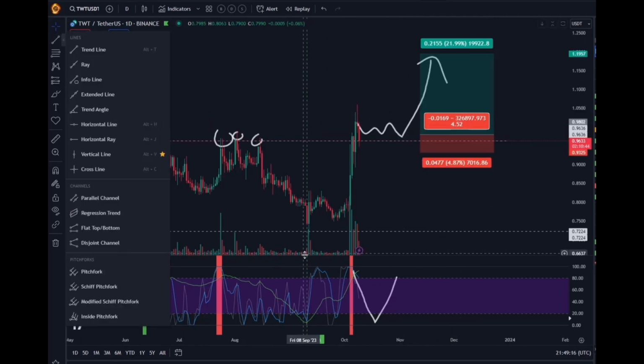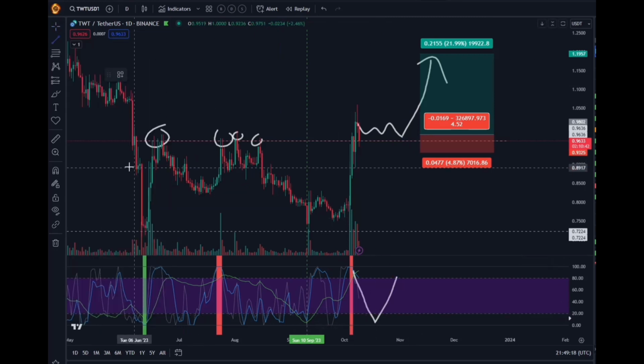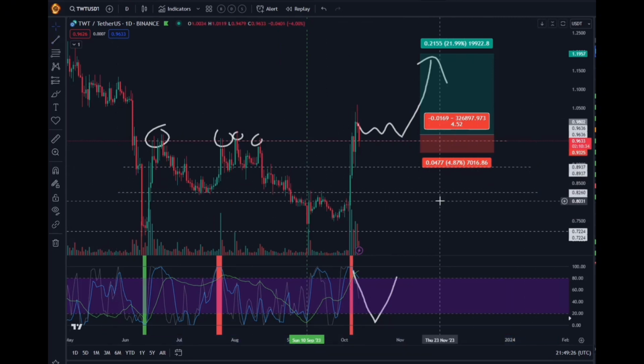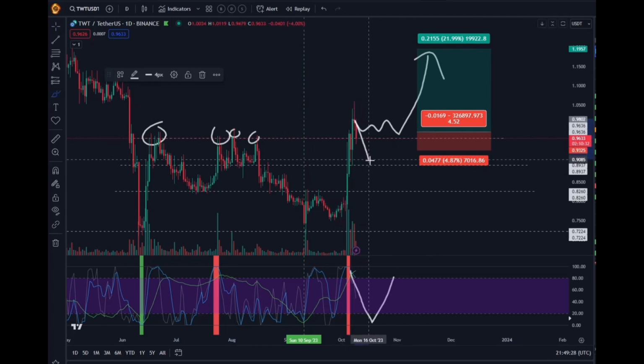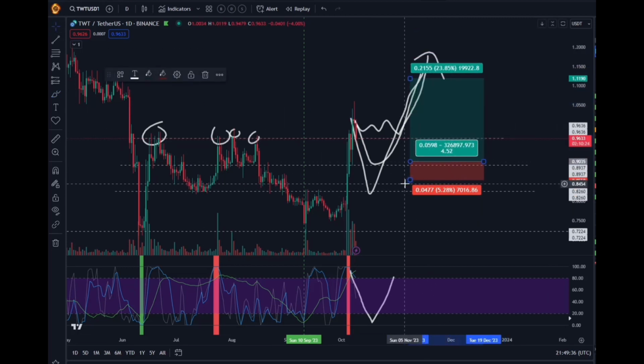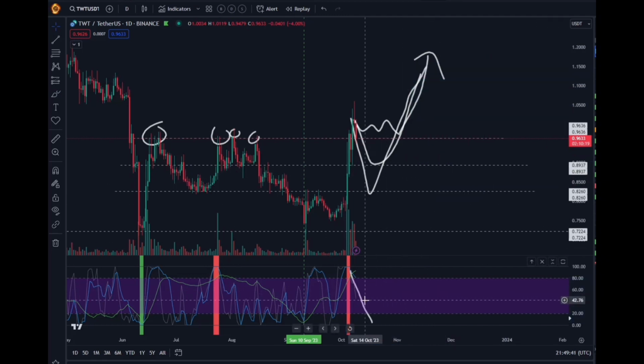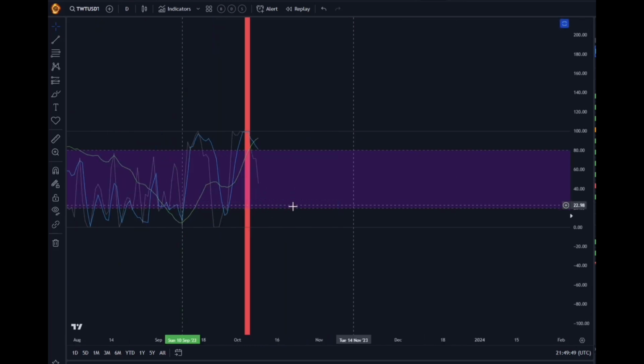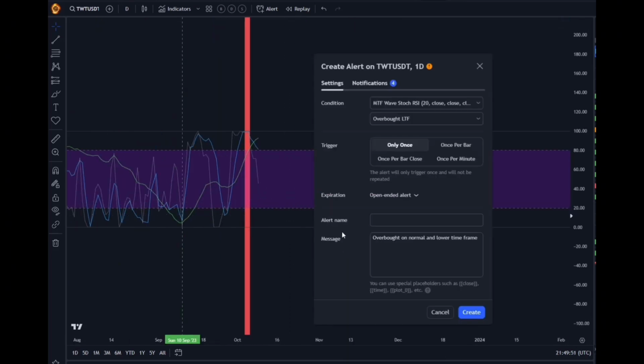Possibility number two would be the same tap down happening while retesting another level, like this one for example, or the one below. Okay, so one of these levels, like something like that, and then back up, or something like that and then back up. And in each one of these cases, you would be setting your stop loss below that swing low. So what we're looking for now is another tap down on the MTF, and for that we should be setting an alert. Also add an alert.